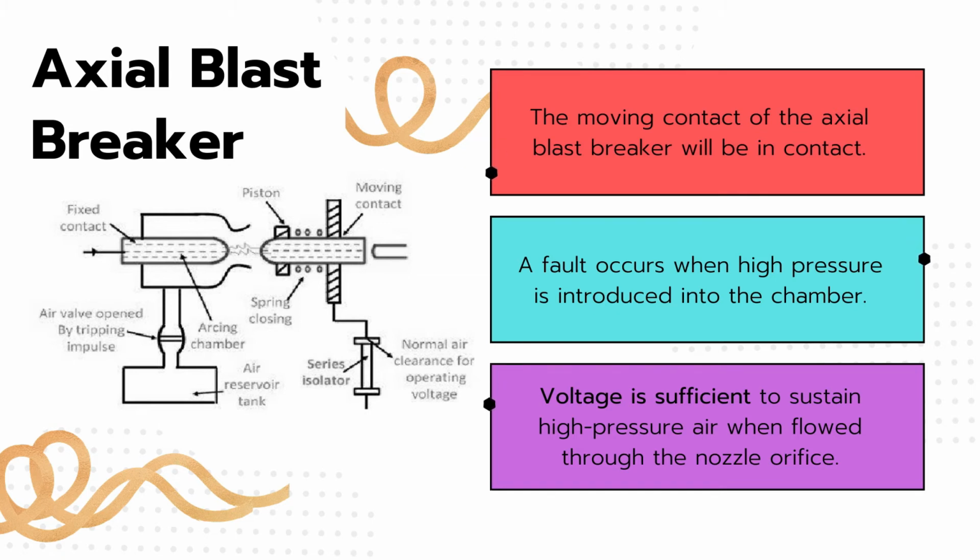In the axial blast breaker, the moving contact will be in contact with the fixed contact. The nozzle orifice is fixed to the contact of a breaker at a normally closed condition. When a fault occurs, high pressure is introduced into the chamber. The pressure is sufficient to sustain high pressure air when flowed through the nozzle orifice.